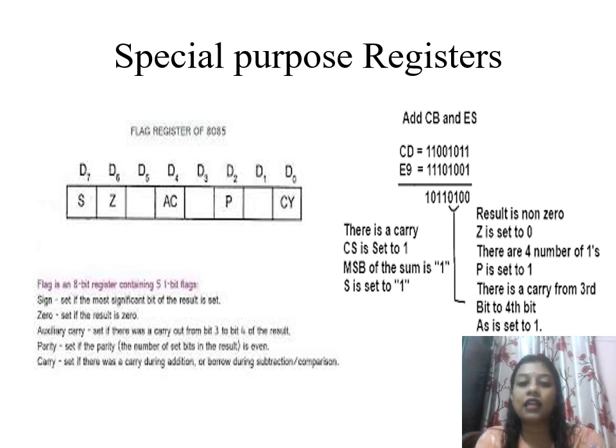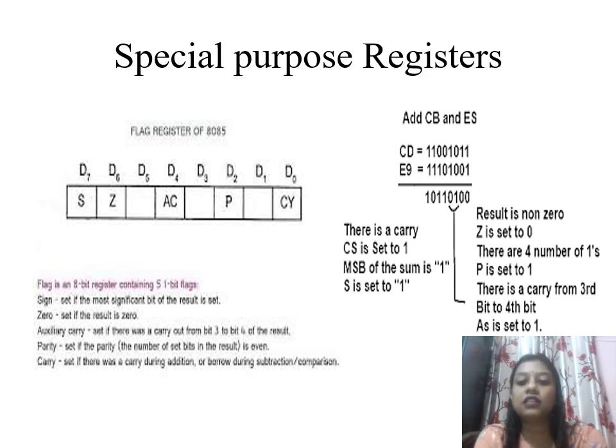Next we have auxiliary carry. Auxiliary carry is always used in BCD kind of addition, where we have 8 bits and we want a carry from the D3 bit to the D4 bit. At that time, if a carry is generated, that is when we are moving from the lower nibble to the higher nibble, then our auxiliary carry flag will be set to 1, otherwise it will be set to 0. Zero flag tells whether the result in the accumulator is 0 or not. So if the result is 0, for example, if we subtract the same number, then the result will be 0. In that case, the zero flag will be set to 1, otherwise the zero flag will be set to 0.